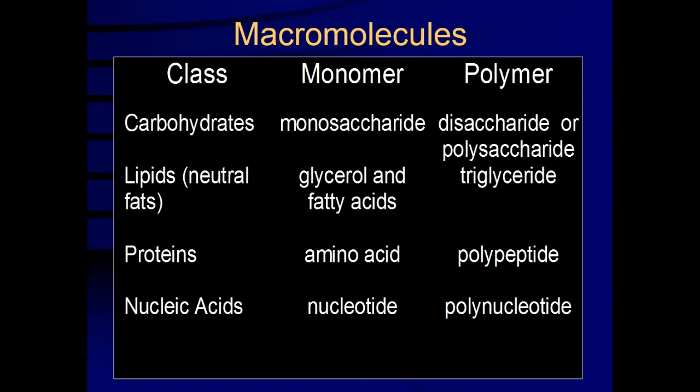And probably the easiest one is going to be the nucleic acids. Nucleic acids, if you remember, DNA, RNA, ATP. Right? The monomer is just called a nucleotide. Polymer, polynucleotide. So nucleotide, polynucleotide.